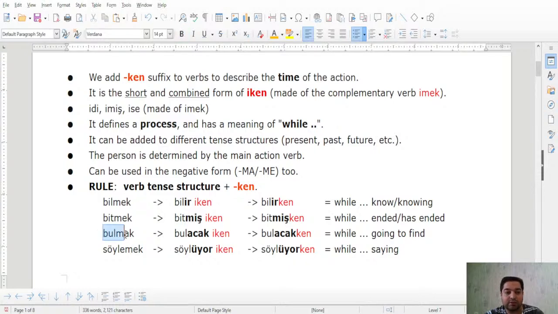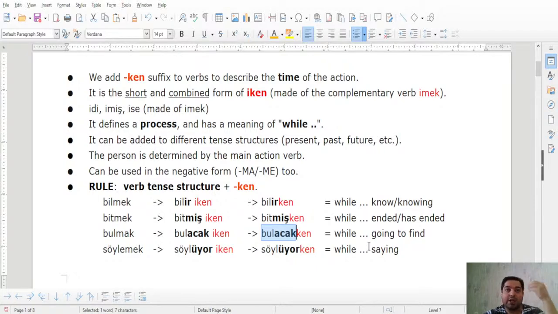The third word is bulmak, to find, and here I use the future tense. Bulacak iken. Here again we throw away e and we combine the suffix ken. Bulacakken. While somebody was going to do something. While something was going to happen, somebody, for example, interfered. For example, ben onu bulacakken başkası buldu. While I was going to find it, somebody else found it.